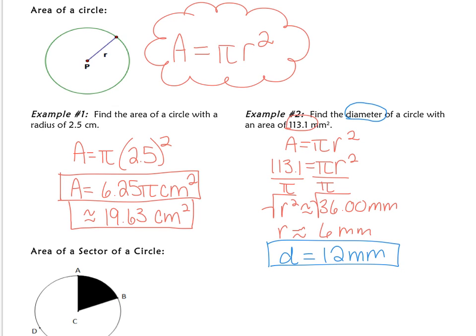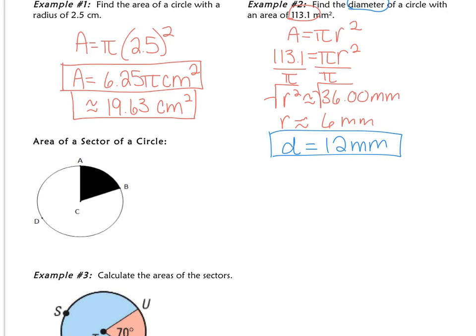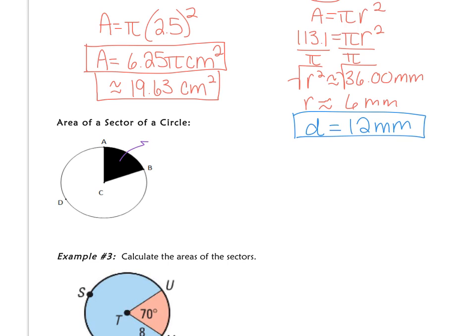Okay, so that brings us to the second part of today's notes, which is finding the area of a sector of a circle. A sector, again, like we said before, is like a piece of, let's say, pie or a piece of a pizza. It's how big this piece right here would be.